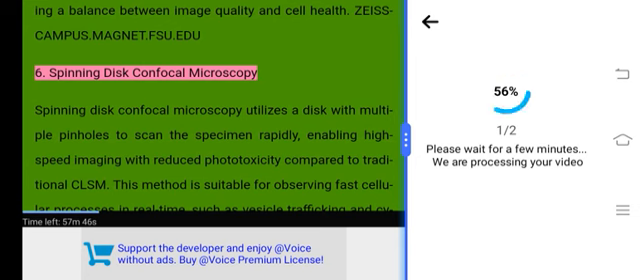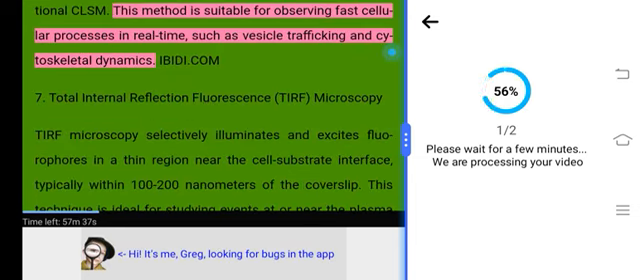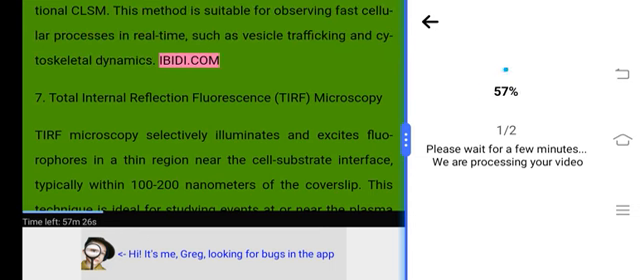6. Spinning disc confocal microscopy. Spinning disc confocal microscopy utilizes a disc with multiple pinholes to scan the specimen rapidly, enabling high-speed imaging with reduced phototoxicity compared to traditional CLSM. This method is suitable for observing fast cellular processes in real time, such as vesicle trafficking and cytoskeletal dynamics. Abidi, com.